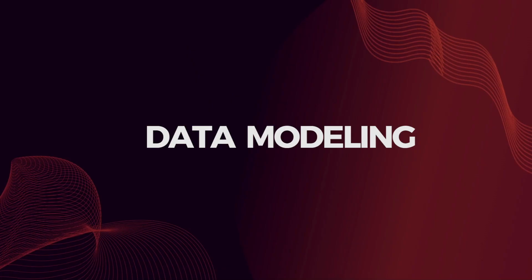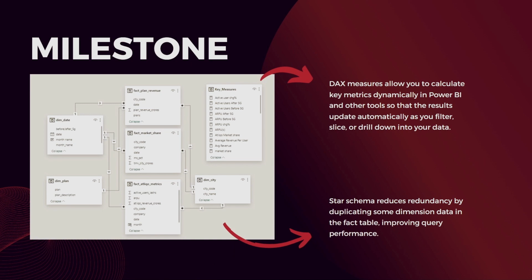Let's see the data modeling. This is the data model that I have created, where you can see that this is a star schema, with the fact table in the middle and surrounded by the dimension tables. The star schema reduces redundancy and improves query performance. And here we have the key measures, where using DAX measures helps to dynamically calculate the metrics.